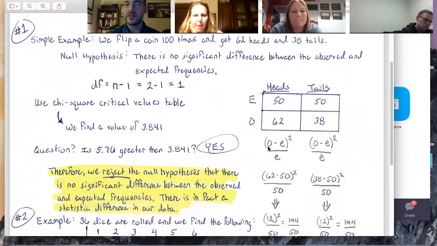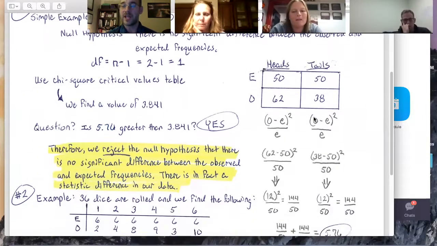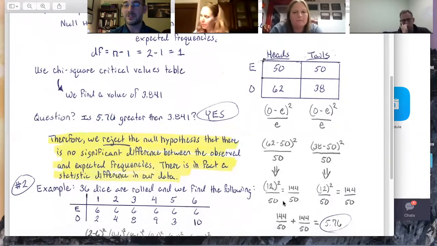So then what we're going to do is subtract the observed frequency minus the expected frequency and square that value, and then divide by our expected. We're going to do that for heads, and we're going to do that for tails. So if you took the time to actually work this out, 62 minus 50 is 12. 12 squared should give us 144 divided by our expected frequency. So 144 divided by 50.